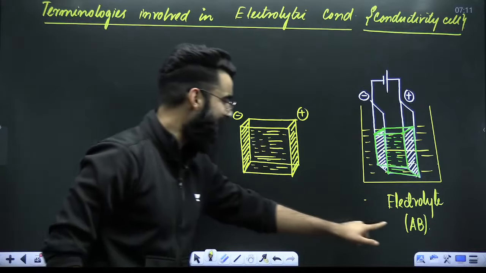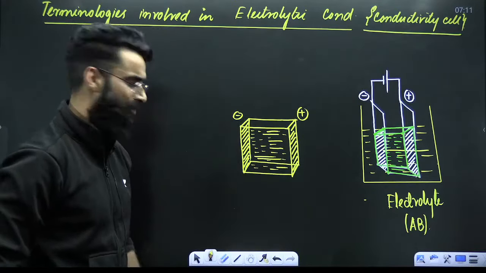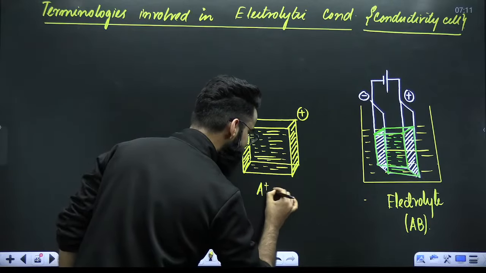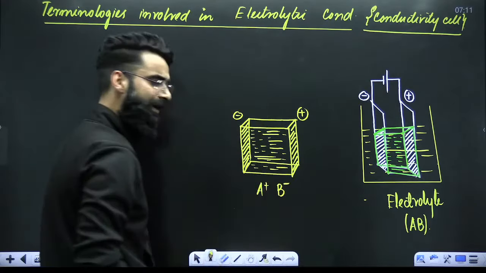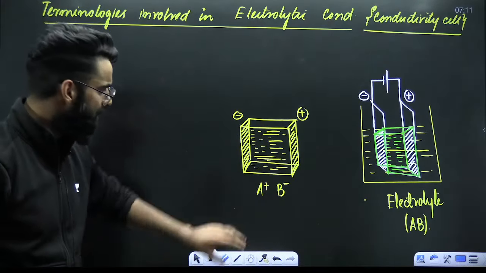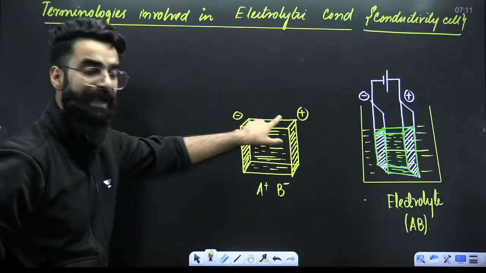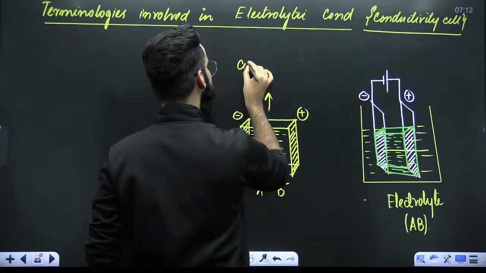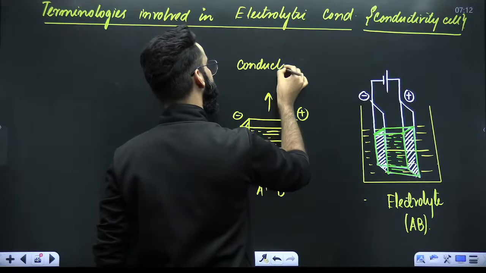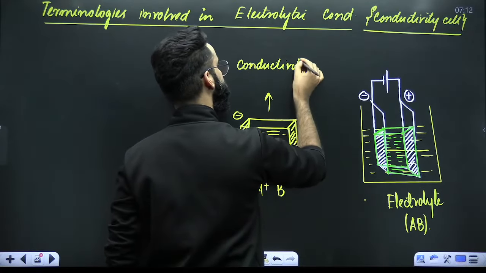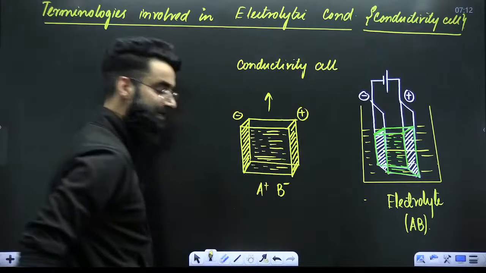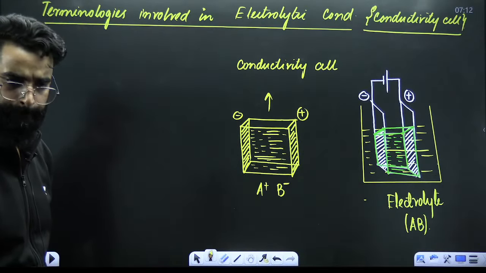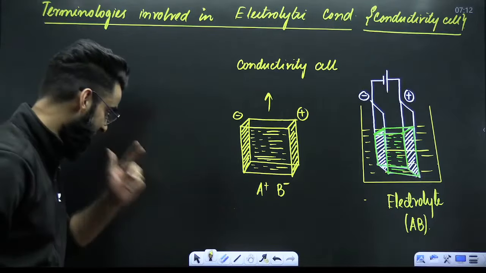Perfect. Which electrolyte had I taken? AB. So in this cube, you will find A positive ions and B negative ions, right? First of all, my dear students, this particular cell which I made over here is something which I call a conductivity cell.